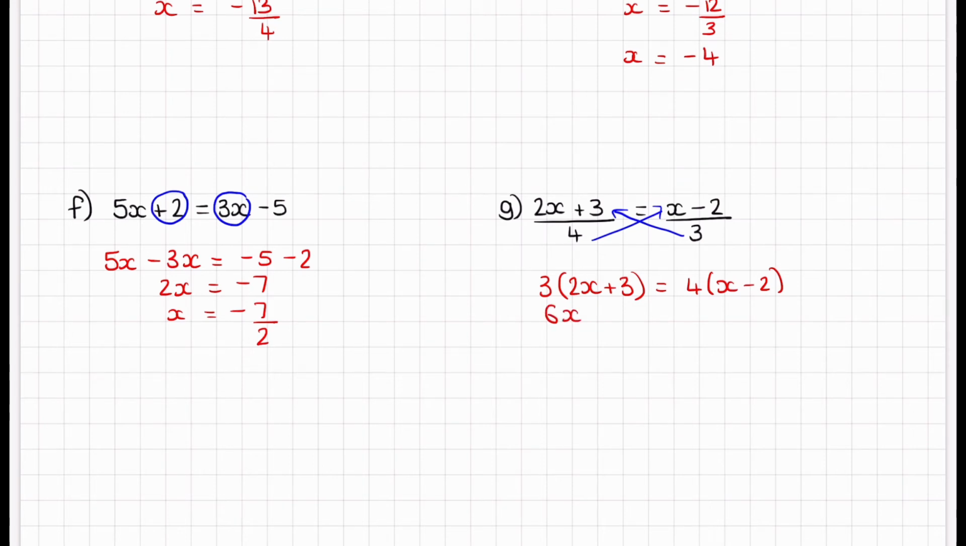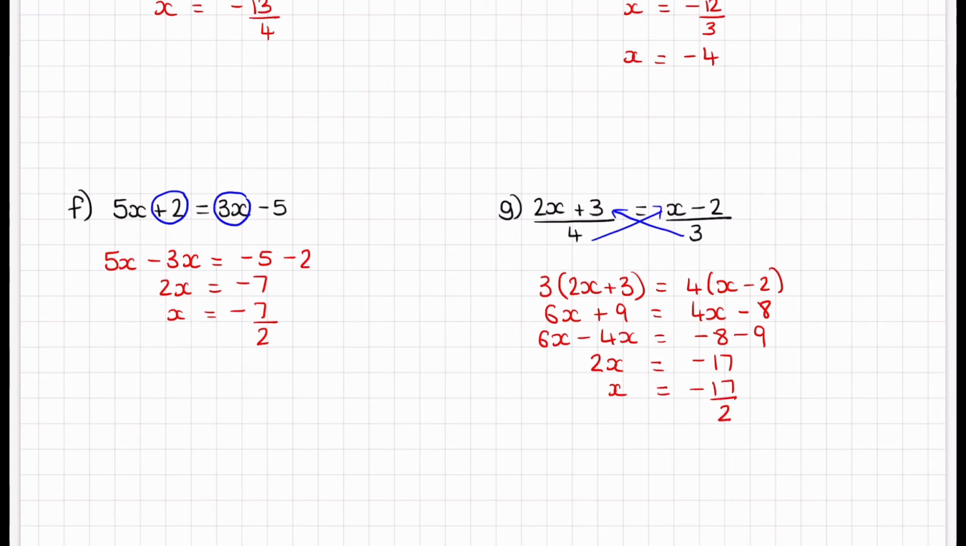So we have 6x plus 9 equals 4x minus 8. Then just like part F, put everything with the x's on one side, everything without an x on the other. 6x minus 4x is 2x, minus 8 minus 9 is minus 17. Then divide both sides by 2, and our answer will be -17/2.